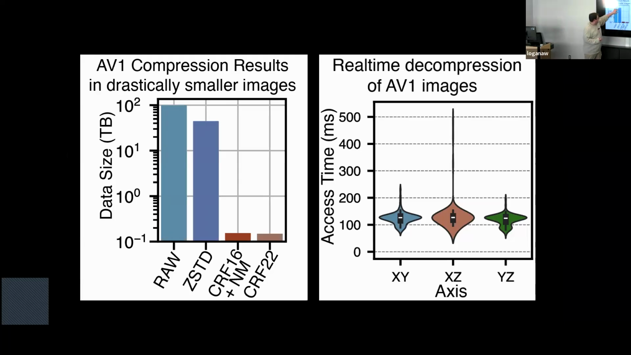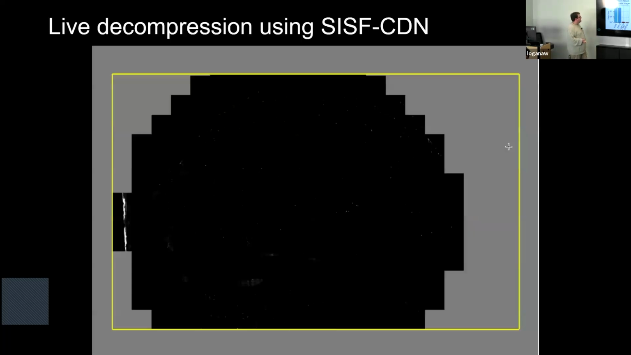This is just plotting raw data compressed with Z-standard, this data set down here. We implemented it on the CDN side so that it can be decompressed, and it's about 150 milliseconds on average, which is still relatively fast for data that is this far compressed and this far processed.